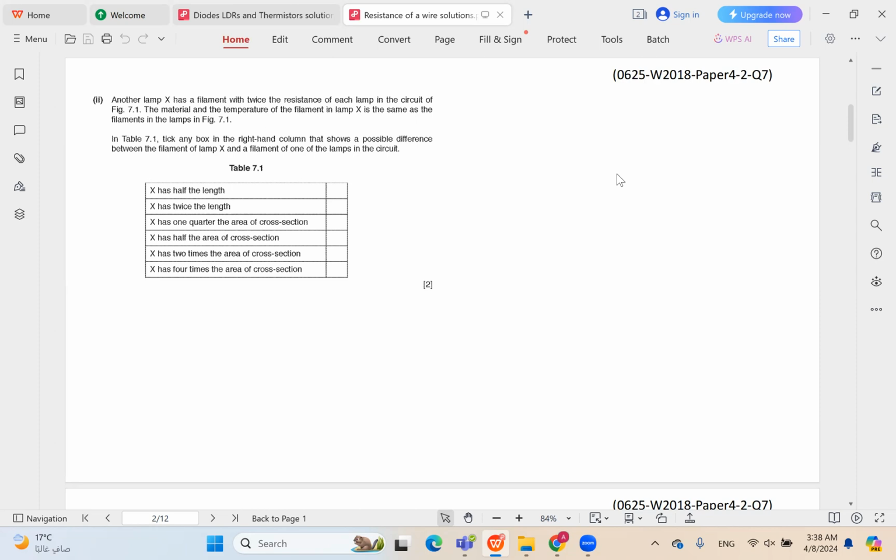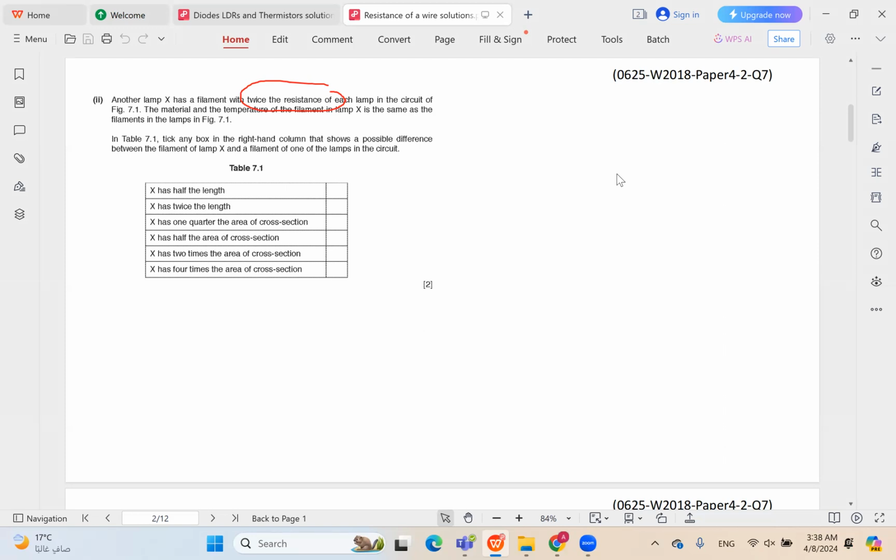So this is part of a question. We are not really interested in the rest of the question for the purpose of this video. We are just interested in this keyword here that we have twice the resistance. And we want to know what this translates into in terms of length and area.